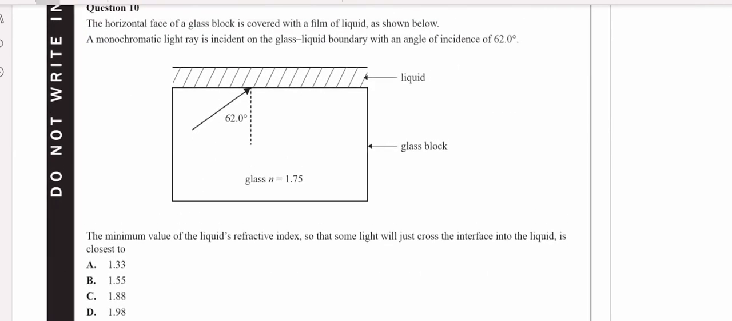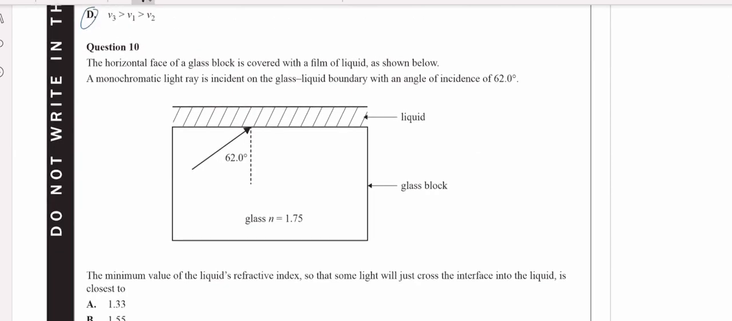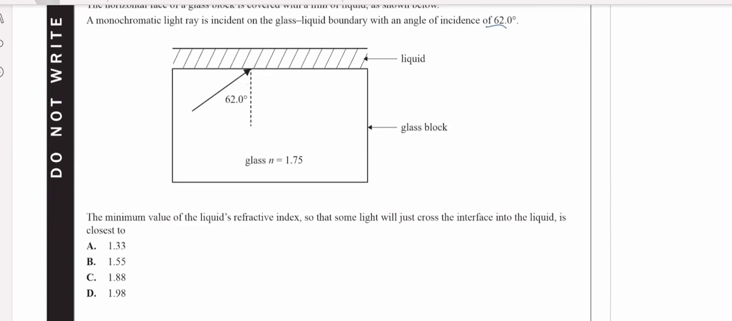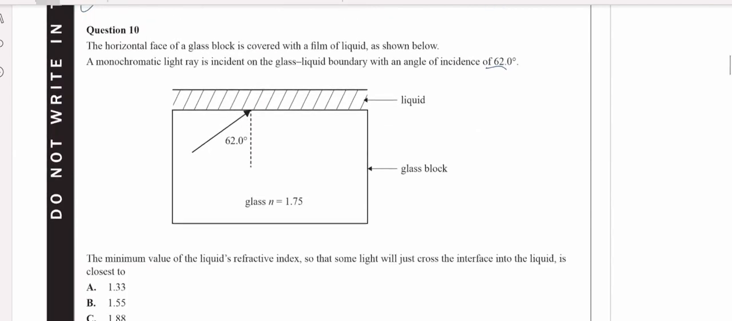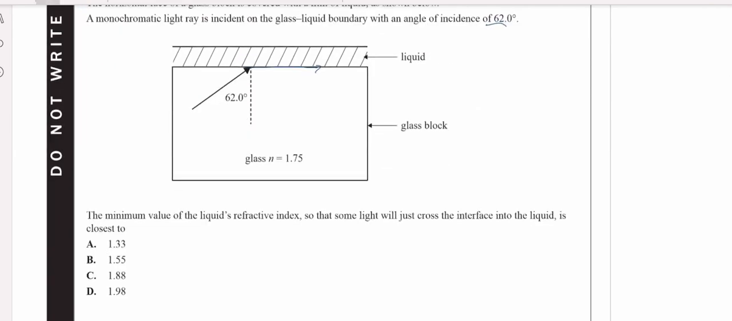The minimum value of the liquid refractive index, so that light will just cross the interface into the liquid, is closest to. And we have the angle of incidence. So the closest number, it would be closest to the... what do you call it? So it just goes like this, and for that, sine is this angle of 9 degrees.